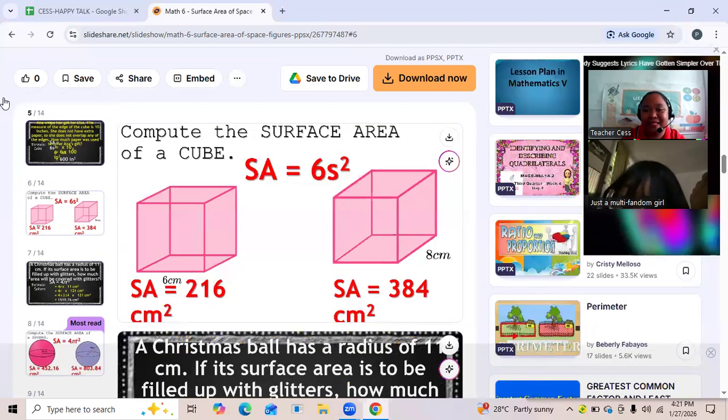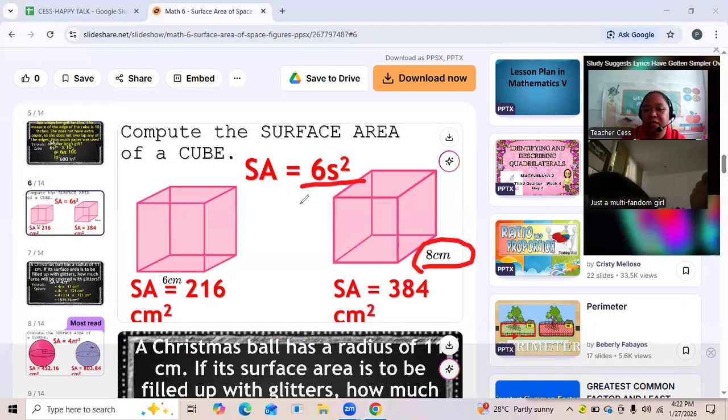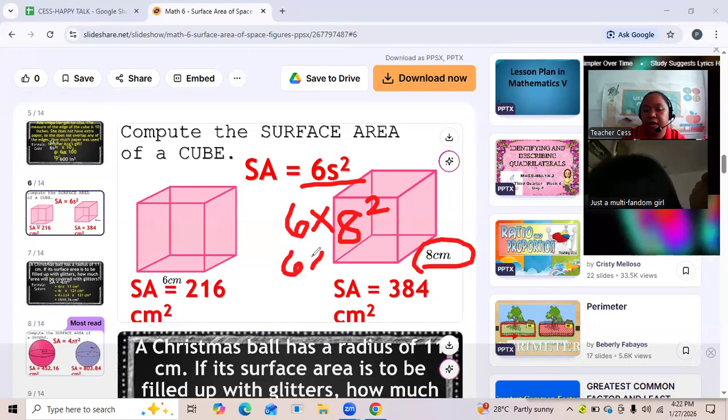So, if you're going to compute again, if the side is 8 centimeter, you will compute again 6 times s squared. So it will become 6 times 8 squared. 8 squared is 64, right? So 6 times 64. The answer for that is 384 centimeter squared. Don't forget to write your measuring unit.